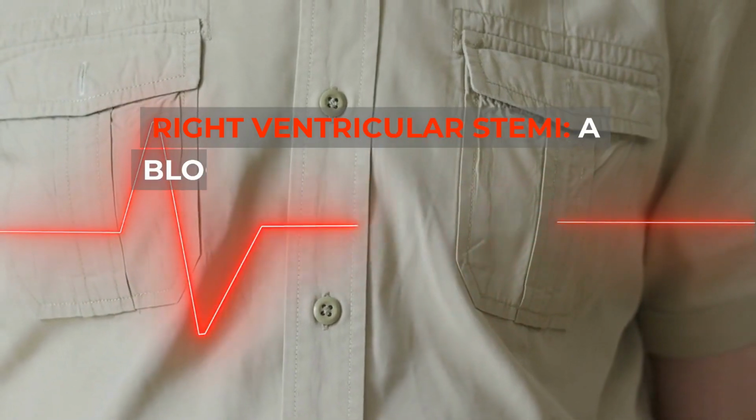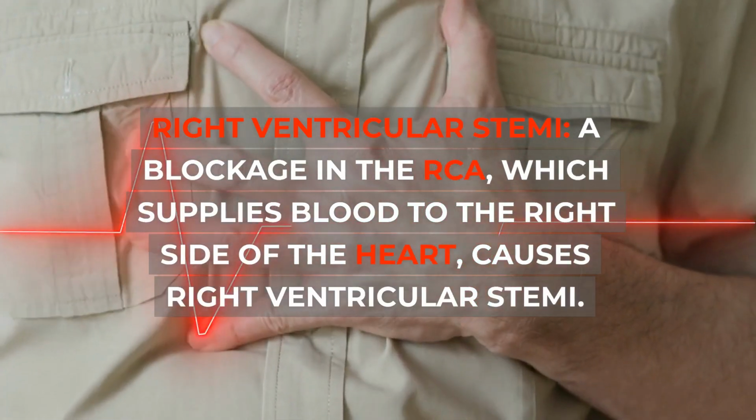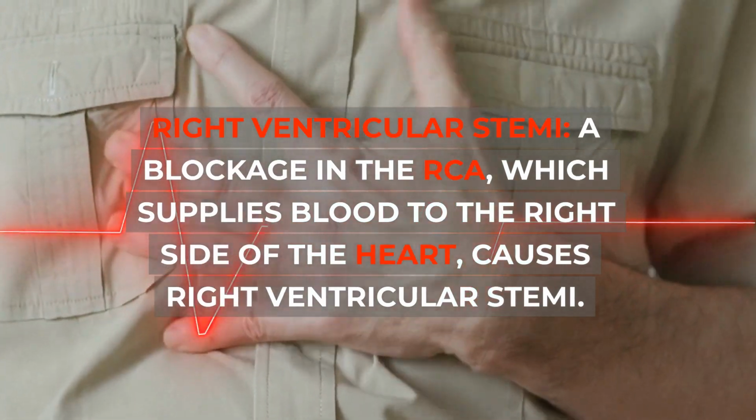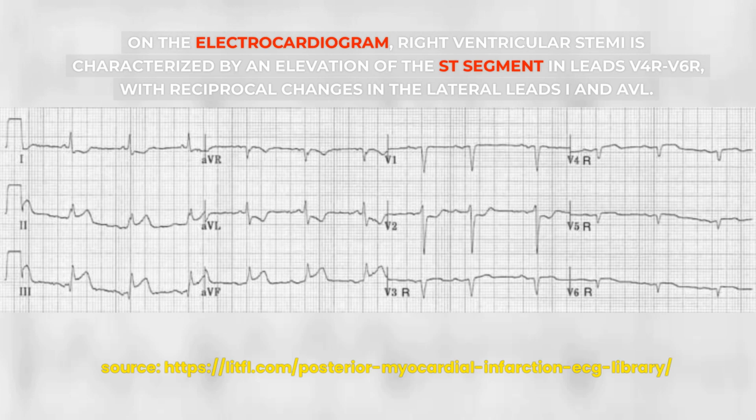Right ventricular STEMI. A blockage in the RCA, which supplies blood to the right side of the heart, causes right ventricular STEMI. On the electrocardiogram, right ventricular STEMI is characterized by an elevation of the ST segment in leads V4R to V6R, with reciprocal changes in the lateral leads I and aVL.